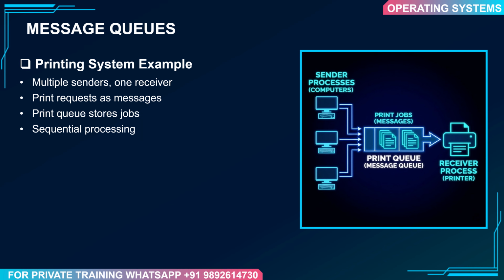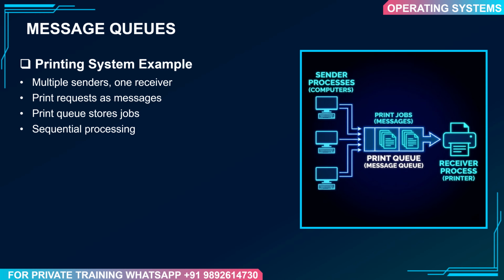Let us take a simple example to make this clear. Imagine a printing system in an office. Many employees send print requests from their computers. Each request is a job that needs to be printed. The printer itself can only print one job at a time. So, what happens to the other requests? They are placed in a print queue.